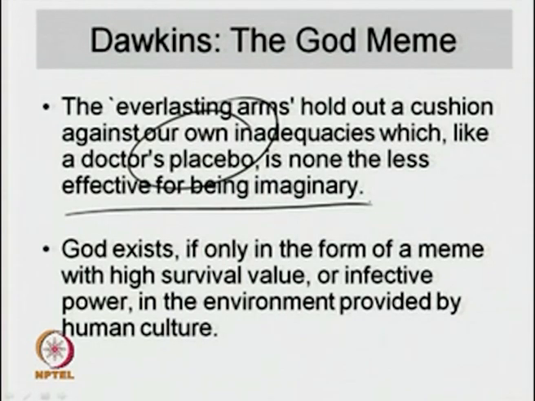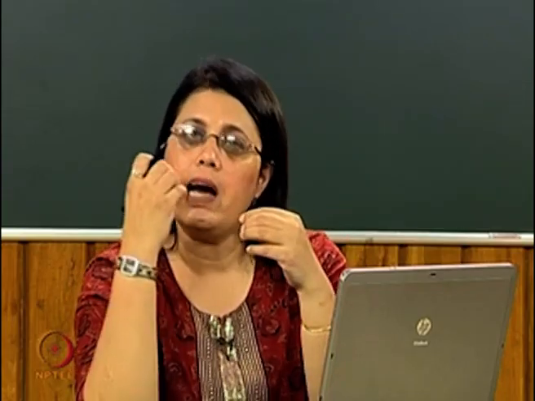Then he says God exists if only in the form of a meme with high survival value. The idea of God has been there for so many hundreds of years, and probably is there to stay for some time. God exists if only in the form of a meme with high survival value, evolutionarily speaking, or infective power. Look at the word he uses, infective power, in the environment provided by human culture. So, in an evolutionary schema, the idea of God has survived by differential survival, while the idea of no God has not survived, or is yet to, as Dawkins would believe, win over the idea of a God, right.